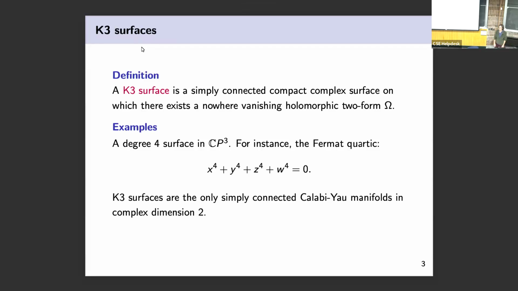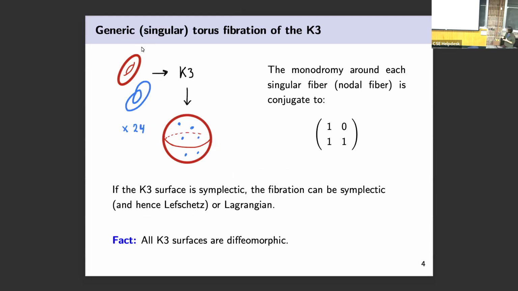So a K3 surface is a simply connected compact complex surface that has a nowhere vanishing holomorphic form on it. So it's the smallest interesting Calabi-Yau manifold. It's the only one in complex dimension 2. And if you like it this way, you can think of it as a degree 4 hypersurface in CP3, if that pleases you. So that's certainly a very nice presentation. I tend to think of things more topologically, so I'm very happy to think of it as a fibration over the sphere, and it has 24 singular fibers.